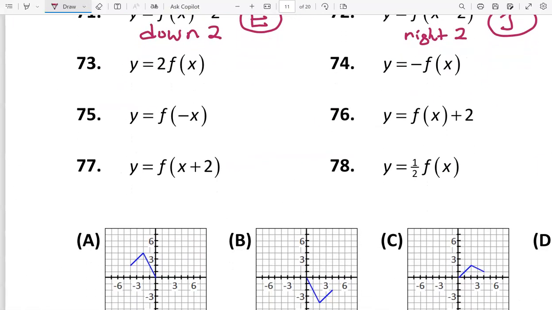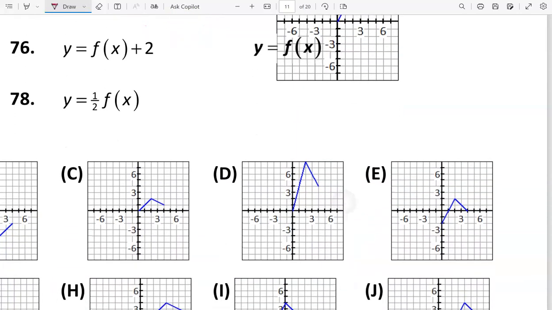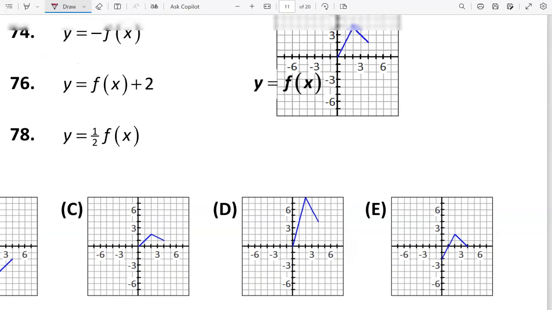Now let's take a look at number 73. Number 73, y equals 2 times f of x. That times 2 is outside of the function, so it's affecting the y variable, multiplying all the y's by 2. And so what that performs here is a vertical stretch by a factor of 2. So we want to look for a graph that is 2 times as tall as the graph of the original y equals f of x, and that would be choice D.